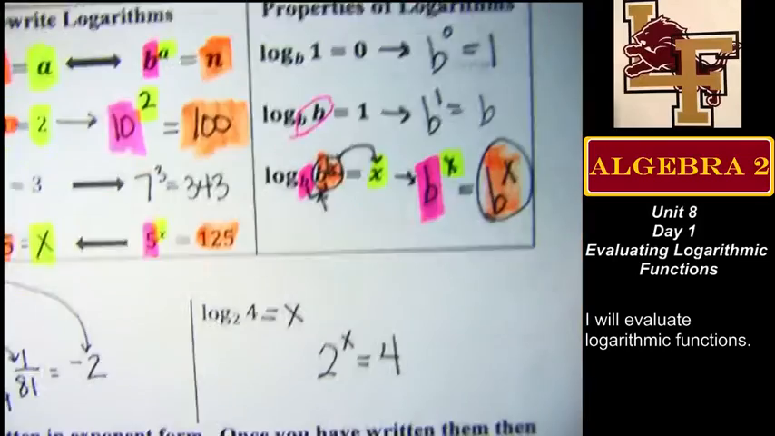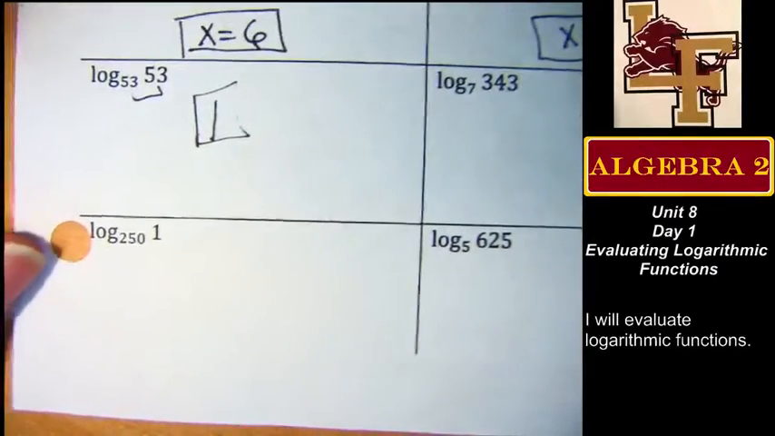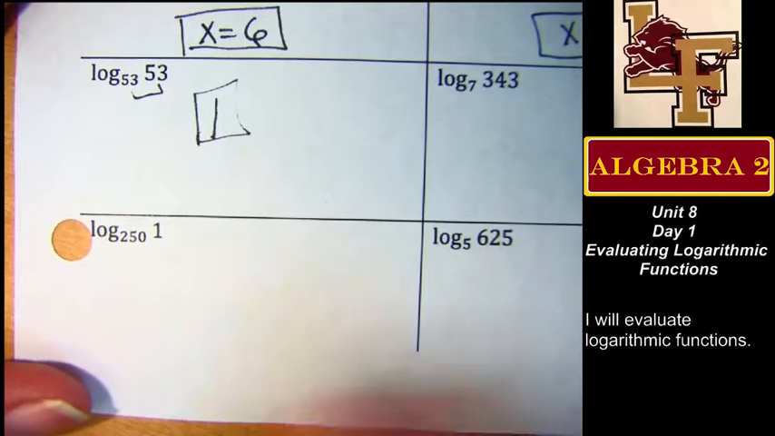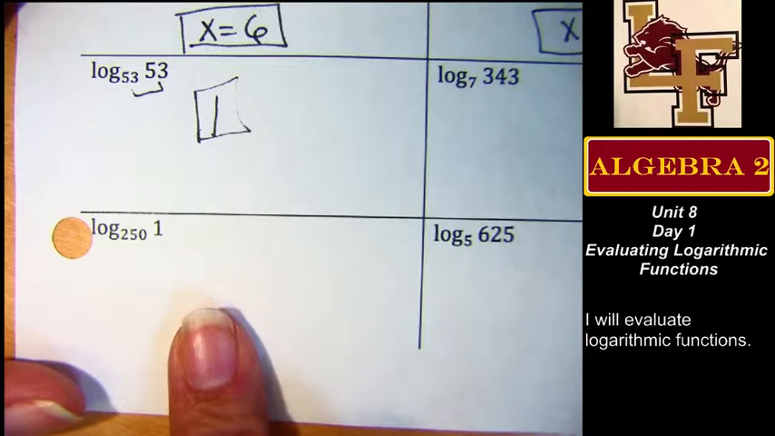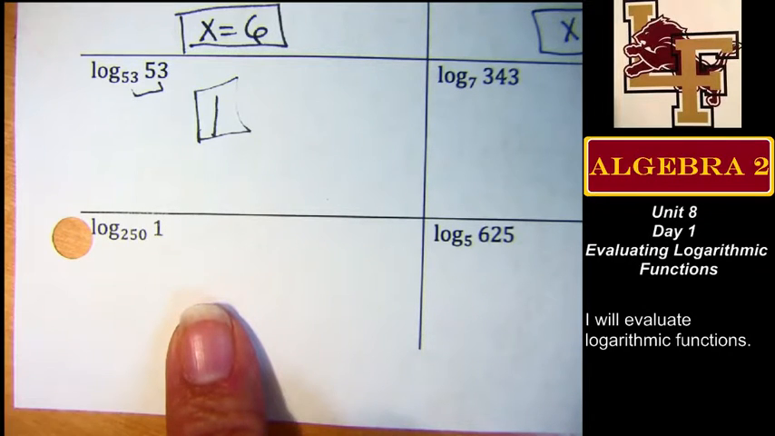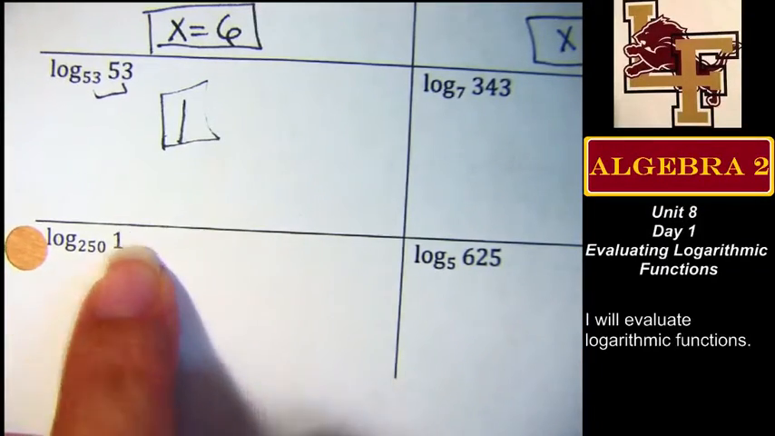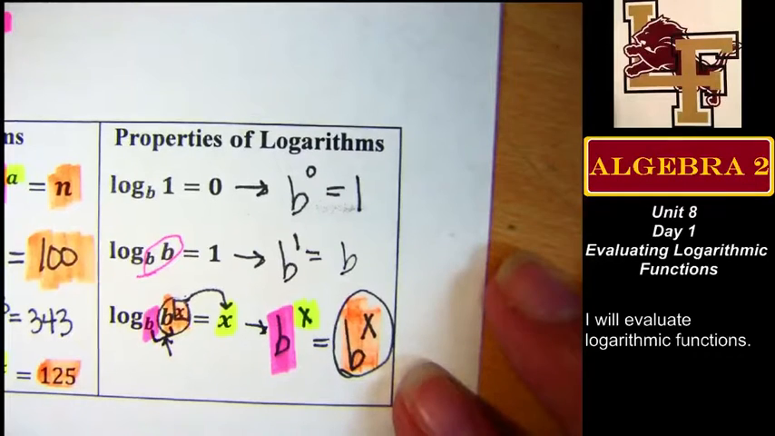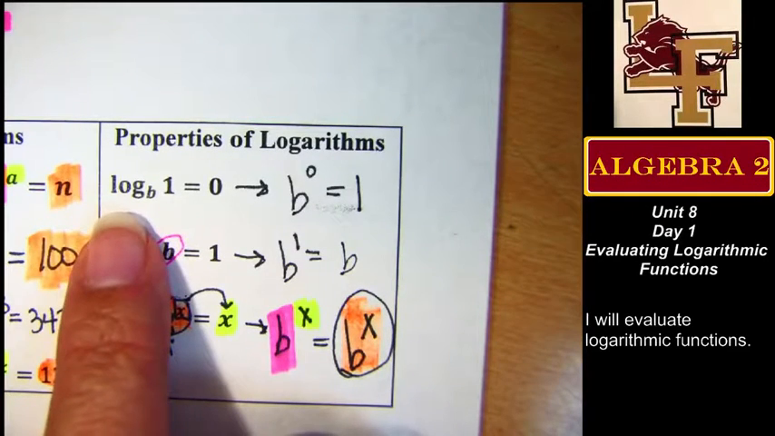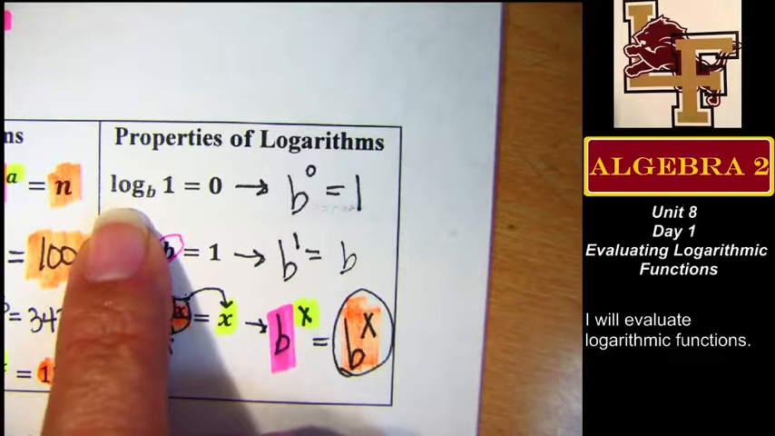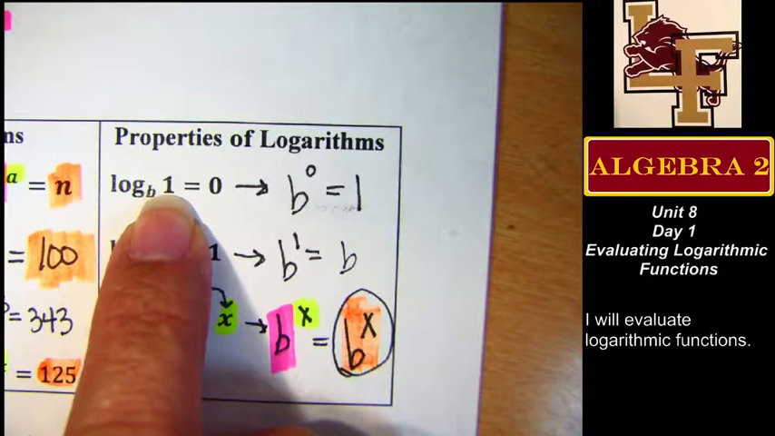Okay, good. Let's do this one. I think that one's 250. Because log base, 1 on top. All right, let's look at the properties. I have log with some base of 1. Anything to the first power equals itself. You're not wrong, but what we have is log to some base of 1. So it's 0.